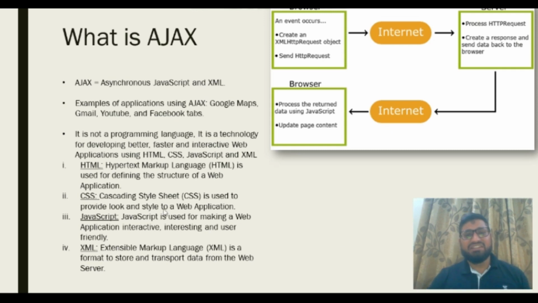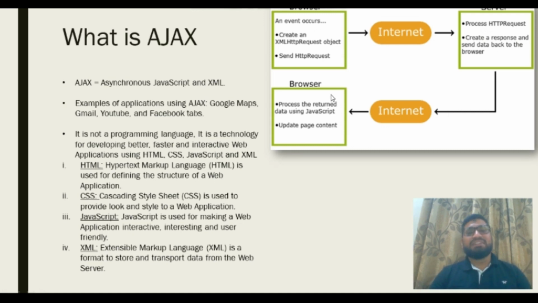In the diagram it is shown how AJAX works. We have a browser in which we create an XML HTTP request. We send this HTTP request via the internet to the server. The server processes the HTTP request, creates a response and sends data back to the browser, as shown in the diagram. So the request is sent from the browser via the internet to the server, and in turn the server solves the query and sends the response back to the browser.